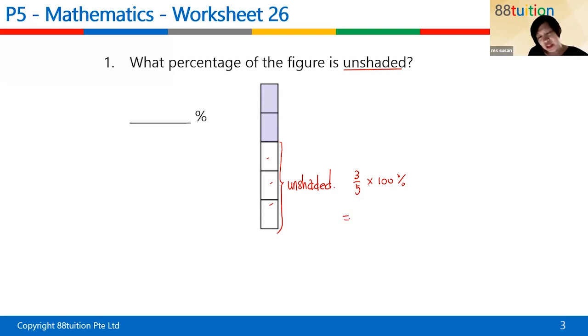Now try not to use calculator. Reason is because try to work out mentally, and these sums are not very difficult. So that's why like that. Okay, 60%. Okay, right here, 60%.